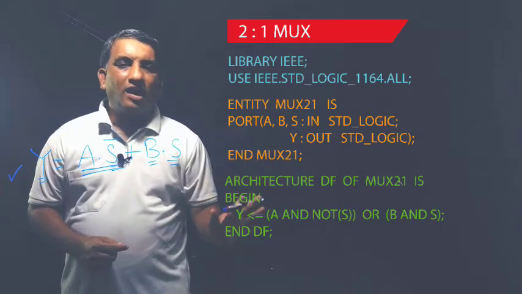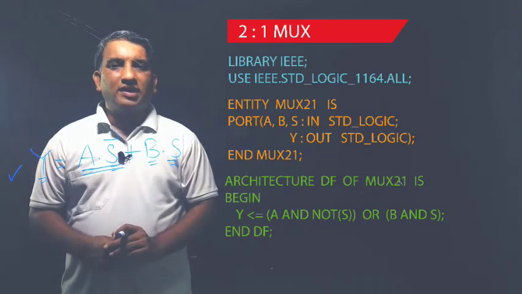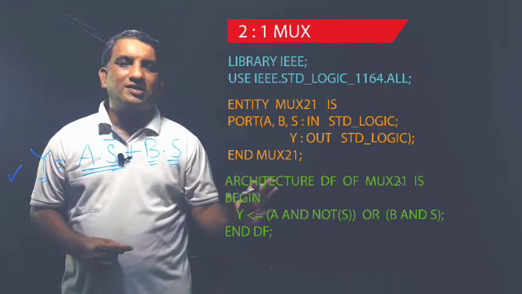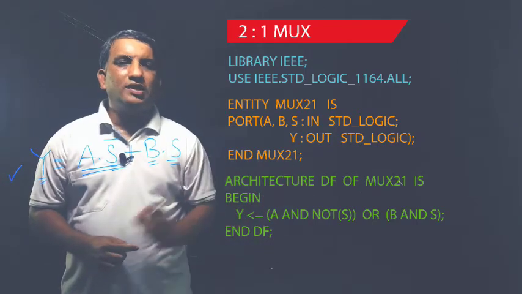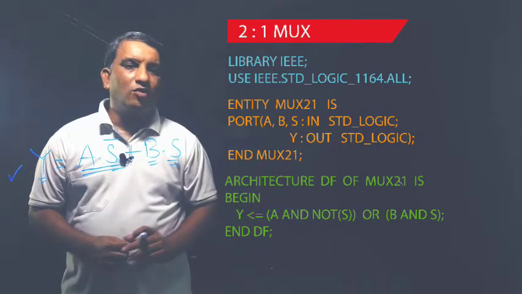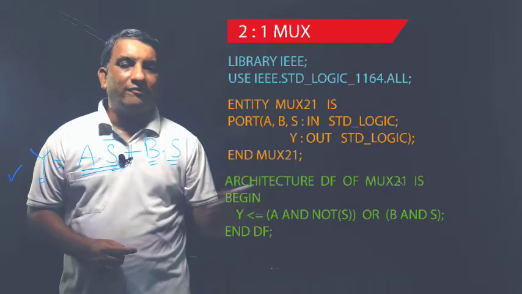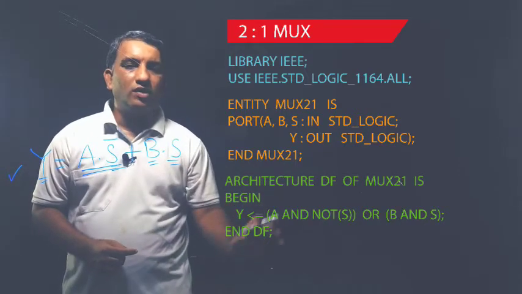Then finally we will end this architecture, and the architecture is ended with the end keyword, and after the end keyword we have to put the name of this architecture, and the name of the architecture here is df. So end df, then semicolon, complete.